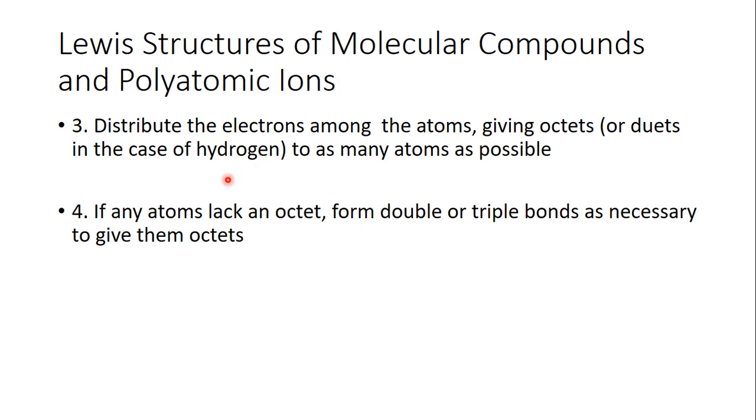Then you distribute the electrons around the atoms and you give octets or duets to as many atoms as possible. And if you have atoms that lack an octet, you can form double or triple bonds.